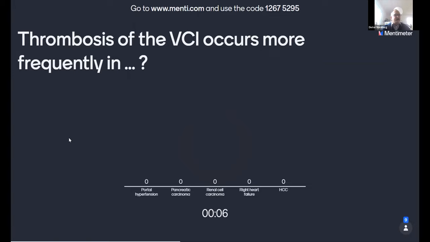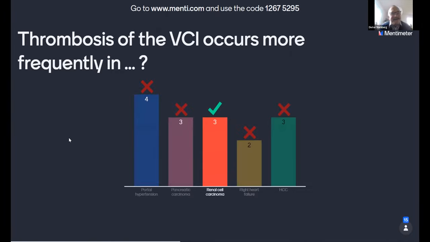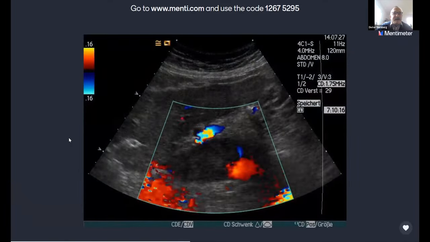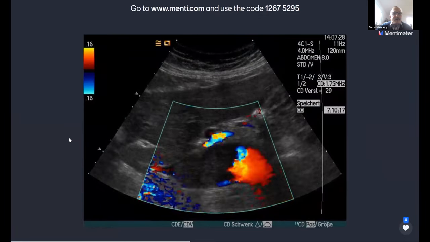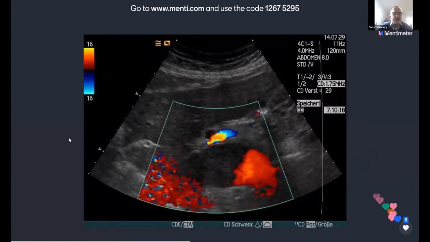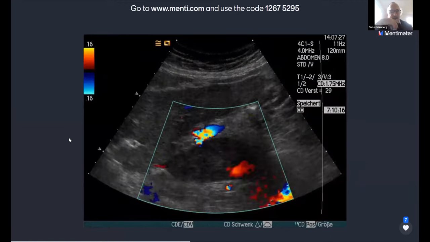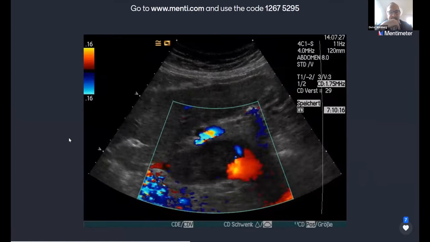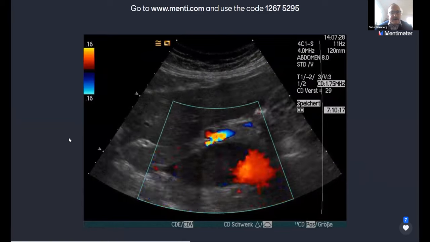What are the most frequent causes? Okay, I think number 3 is right. Renal cell carcinomas. You have seen also the left renal vein: that is a tumor thrombus, and in the first picture we have seen it comes from the left renal vein and goes into the main cava vein here. You must know that most often the reason for a cava vein thrombosis is renal cell cancer. Sometimes there are also other reasons, but most often, in my opinion, it is renal cell cancer.